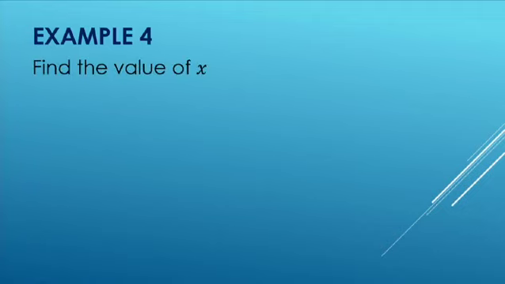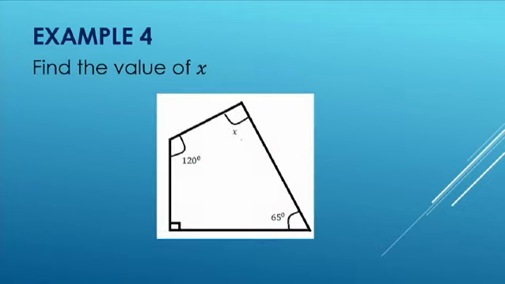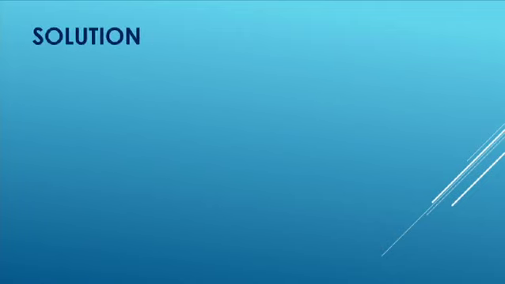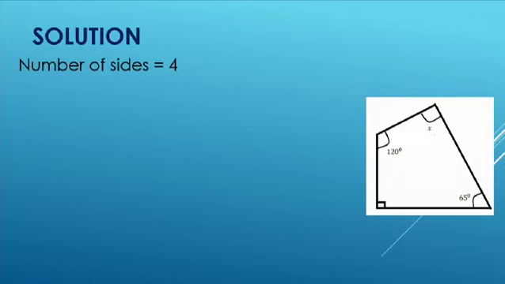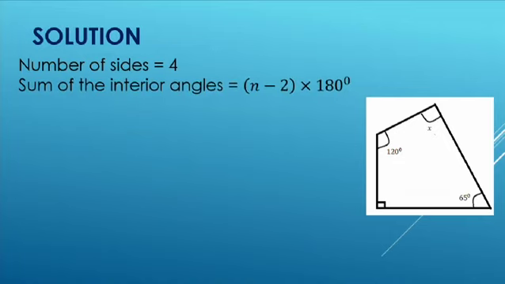Example 4. We need to find the value of x in this polygon. Now, remember, here we have 4 sides and 4 angles, right? Now, if we have 4 sides, how do we call that? That is a quadrilateral. So how are we going to tackle it? Now, we know that the number of sides is 4, right? So the sum of the interior angles will be (n minus 2) times 180 degrees. That is (4 minus 2) times 180 degrees, right? Which is 360 degrees. So what does that mean?